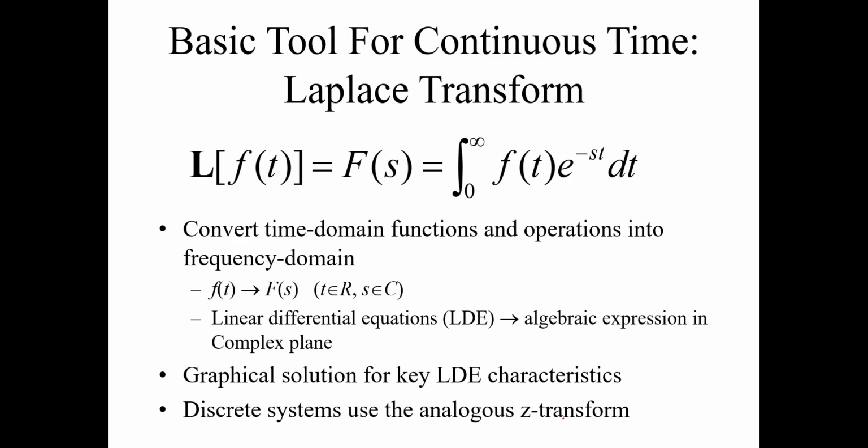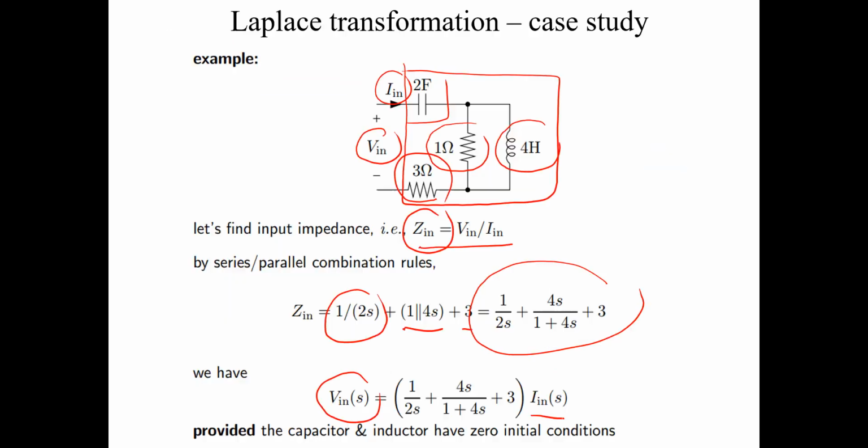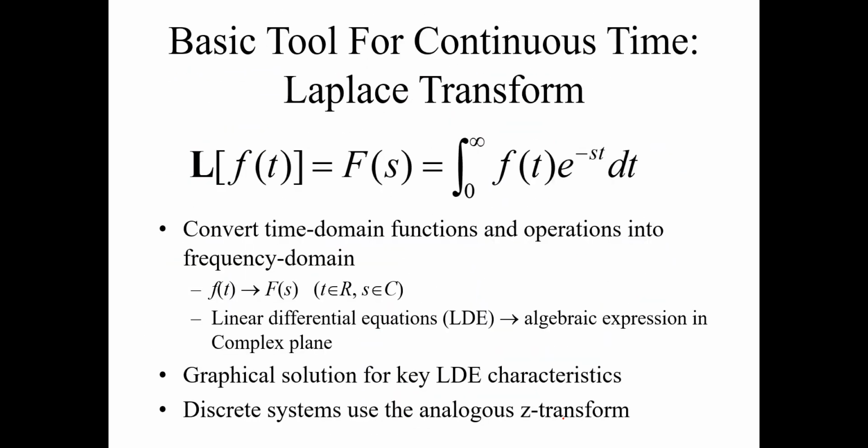The first one I said before, that the differential equation must be linear, and the second is it must be continuous. So the Laplace must be continuous time. If the signal is not continuous, we use the Fourier transform. For the Laplace transform, we transform from domain t, f(t), to the domain s.